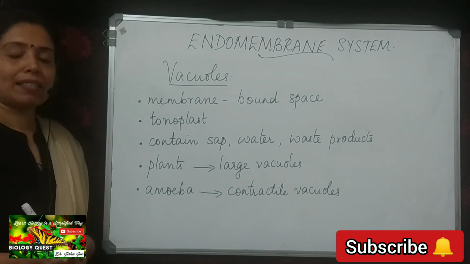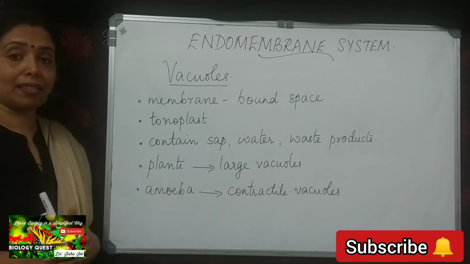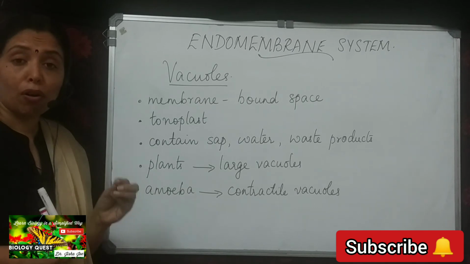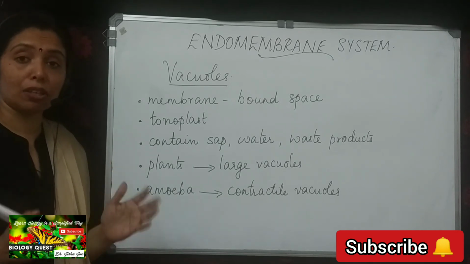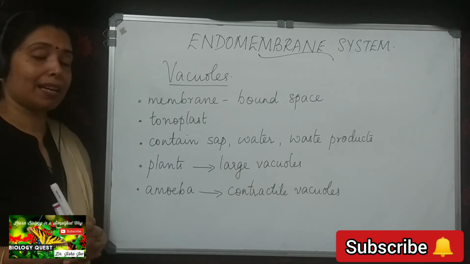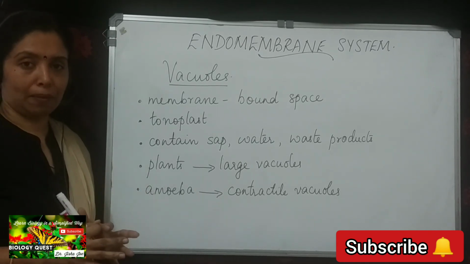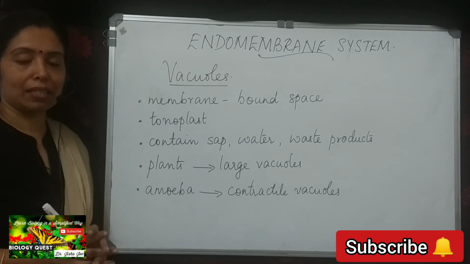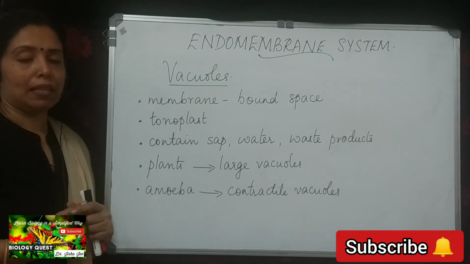Then if we compare the vacuoles in plant cells and animal cells, we can see that in plant cells vacuoles are very large, whereas in animal cells vacuoles are very small or even absent. In plant cells the cell sap of the vacuole is highly concentrated, and this facilitates the uptake of ions in plant cells.